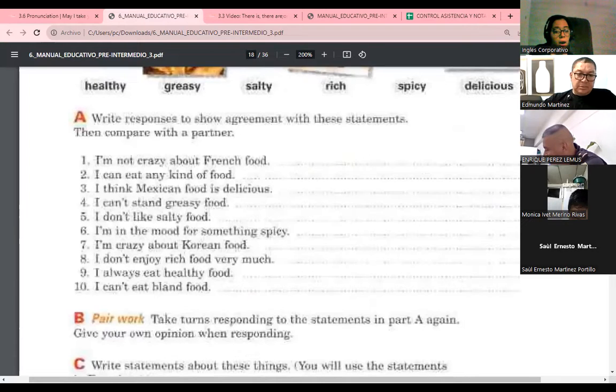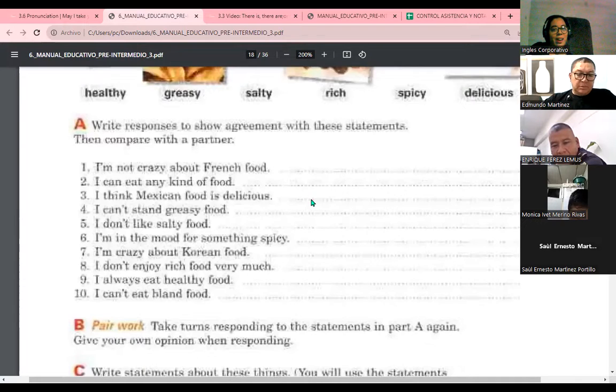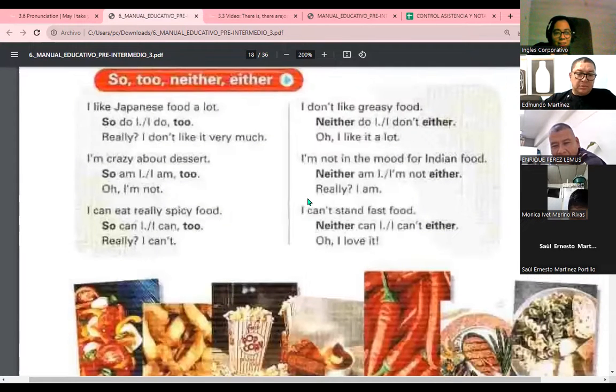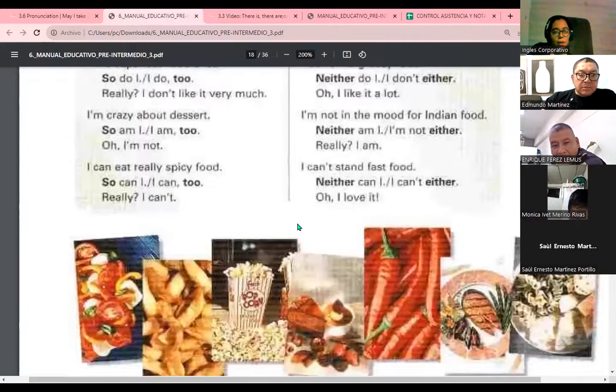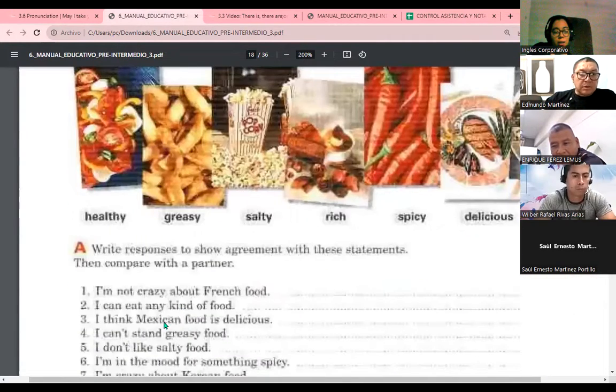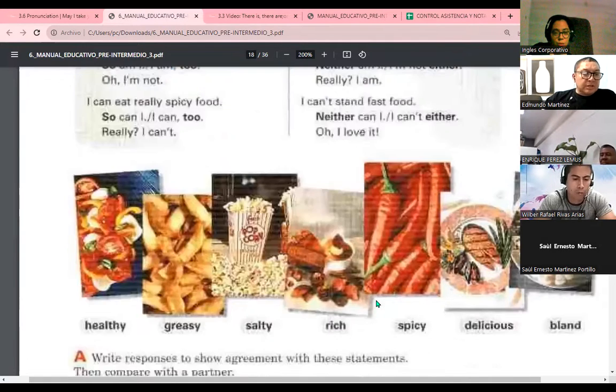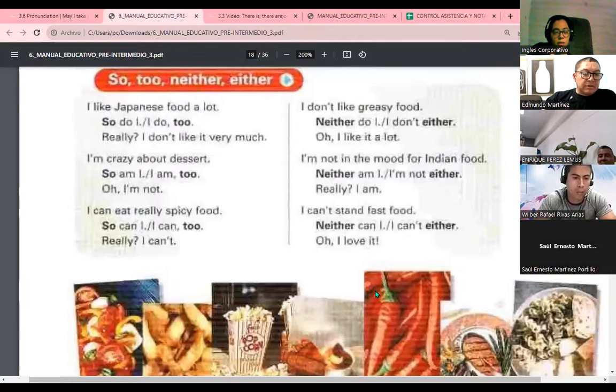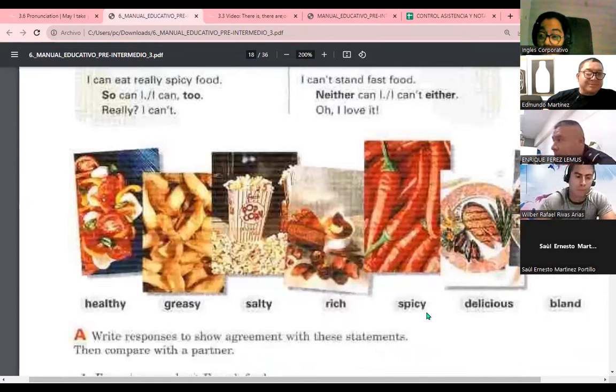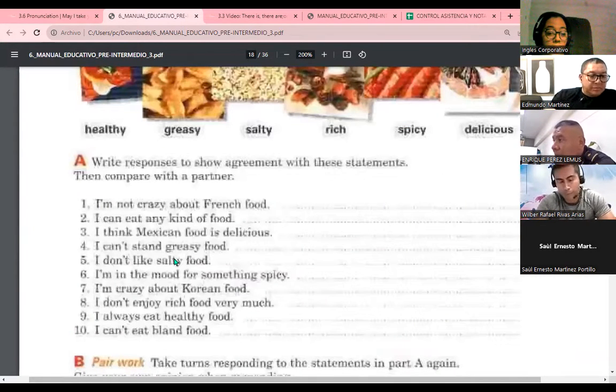Muy bien. I think Mexican food is delicious. Ajá. ¿Qué respondemos? Ajá. Entonces decimos, so do I. So do I. ¿Verdad? Lo mismo. So do I. Excellent. I do too. Excellent. Muy bien. Vamos entonces.